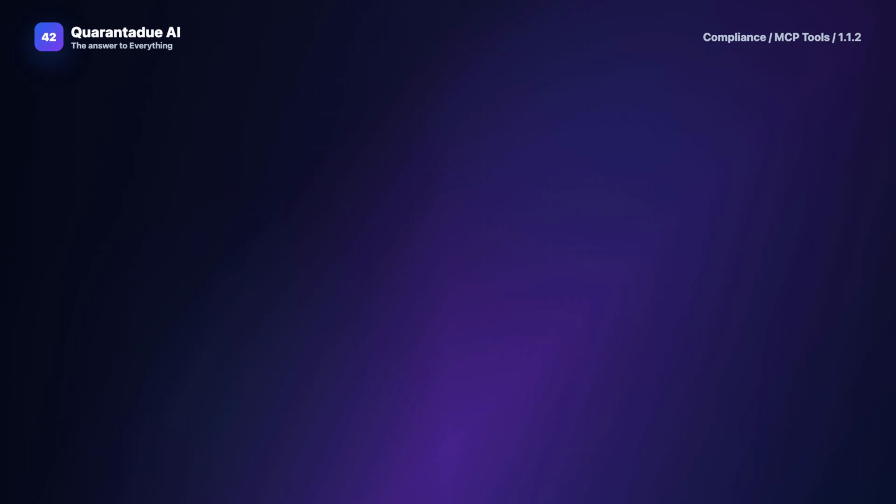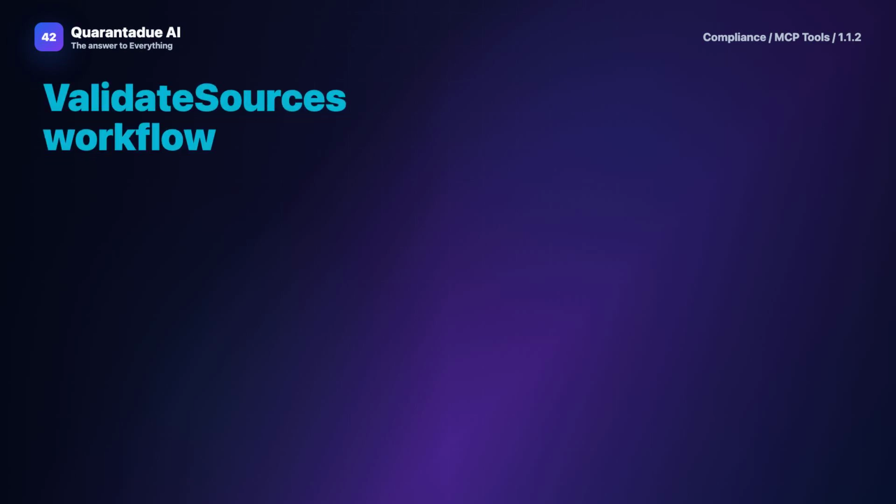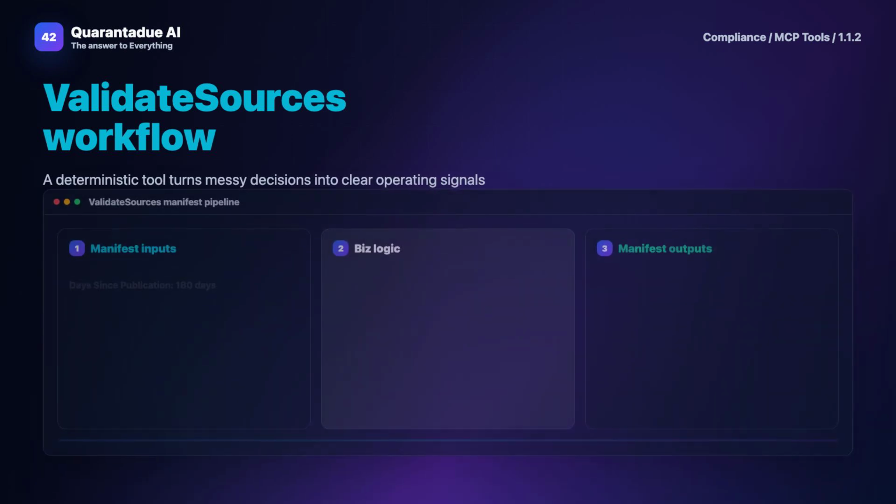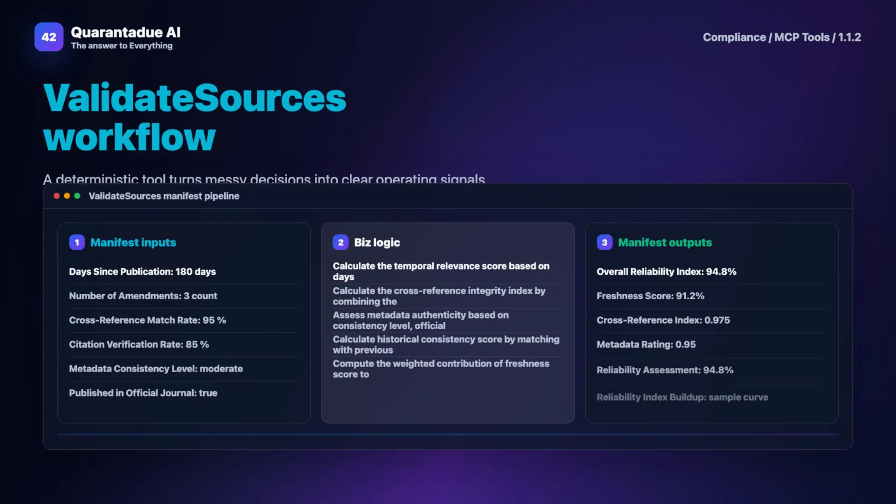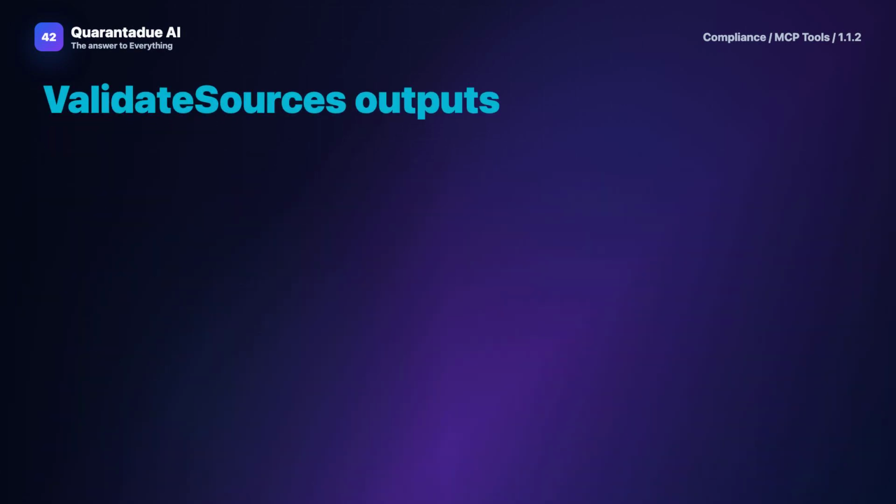Assess metadata authenticity based on consistency level, official journal publication status, and regulatory authority tier, with higher ratings for more credible sources. Calculate historical consistency score by matching with previous versions and accounting for temporal decay, with higher scores for stable sources over time. And compute the weighted contribution of freshness score to the overall reliability index with a weight of 25%.